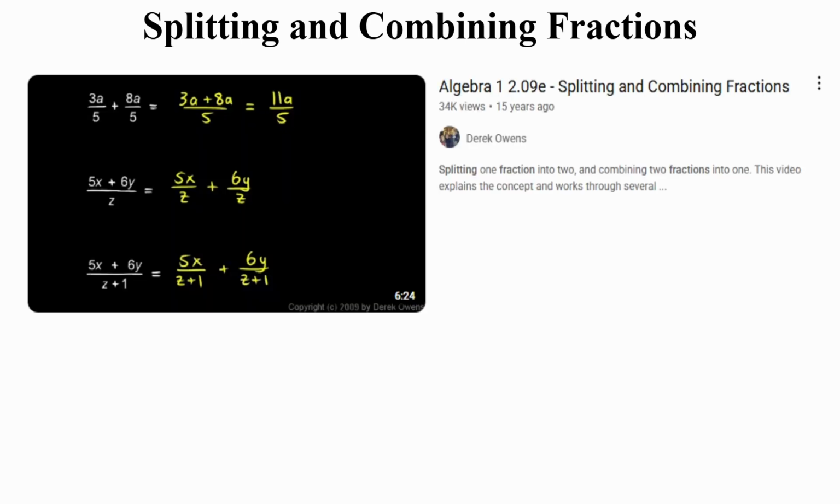Okay, one last thing before we get into the meat and potatoes. Splitting and combining fractions. I imagine a lot of people watching this don't really know what that is. So you might want to go watch a video on it. I picked one out from YouTube that I thought was good.